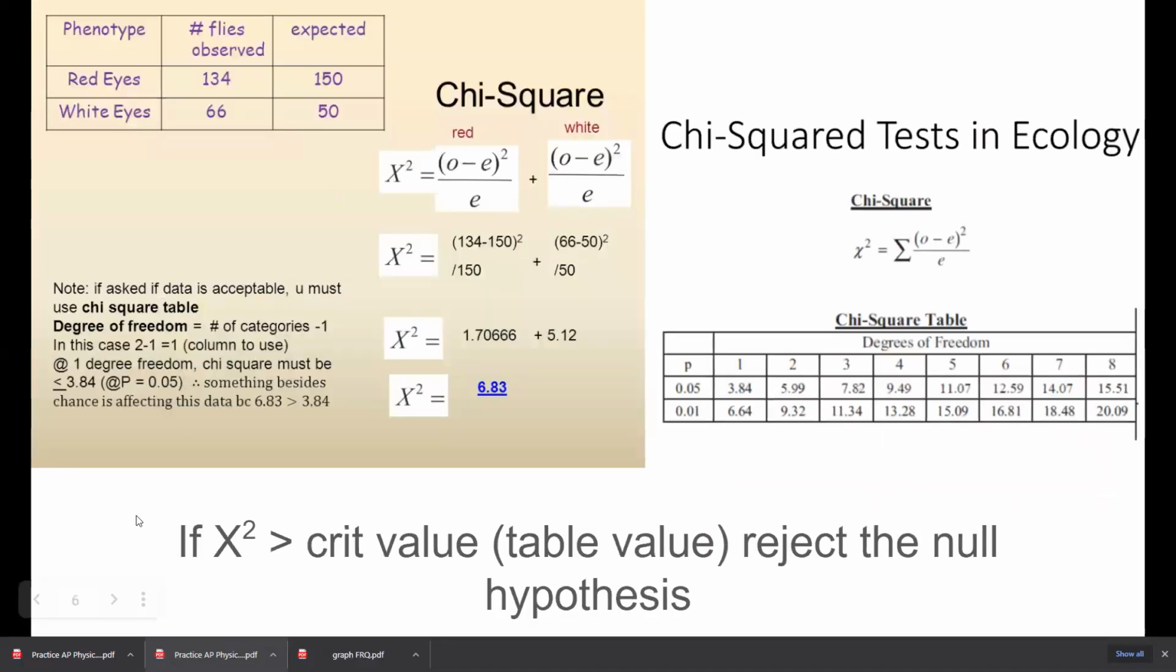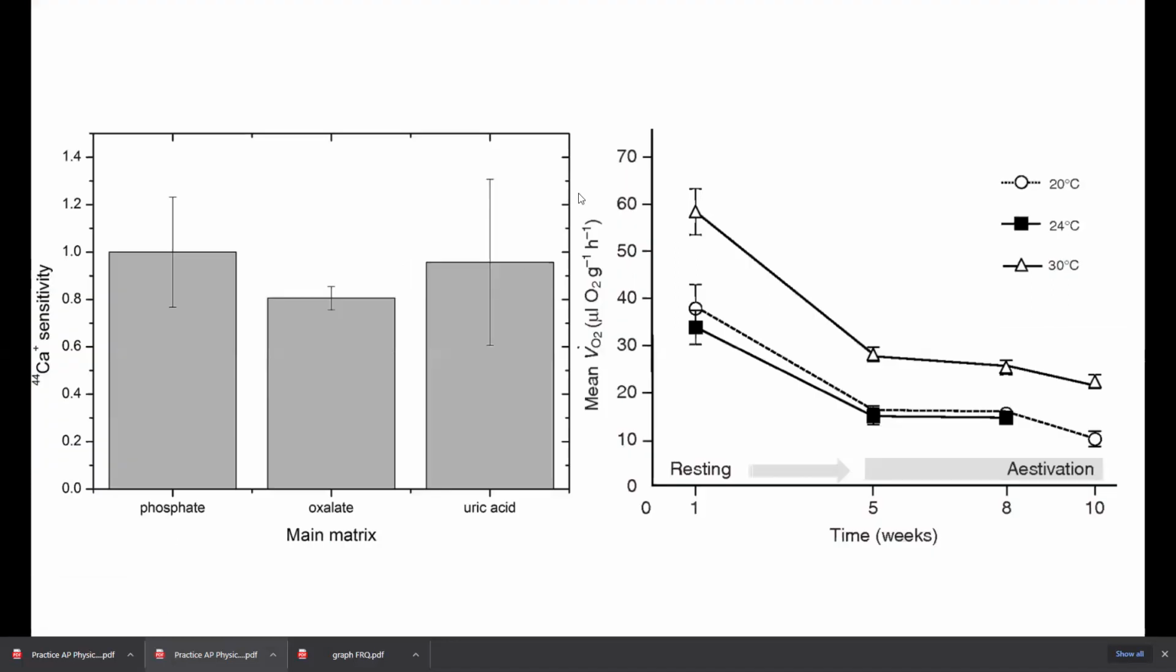So those are graphs. Do I have any questions about graphs?